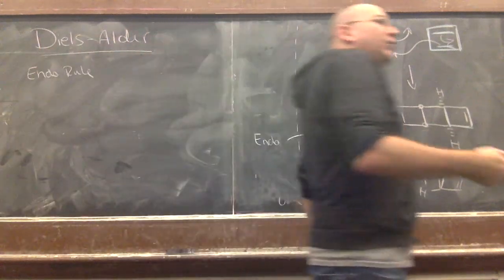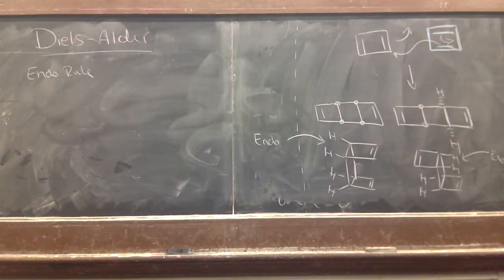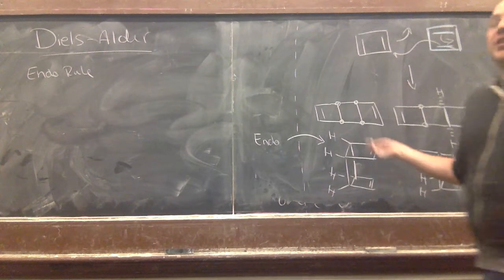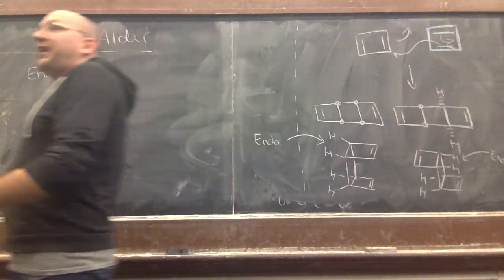Okay? And the endo rule has to do with, if one is thermodynamic and yet it's not going to be the thermodynamic product, then it's going to be the kinetic product. And the question becomes, why would the transition state to the endo product be favored?